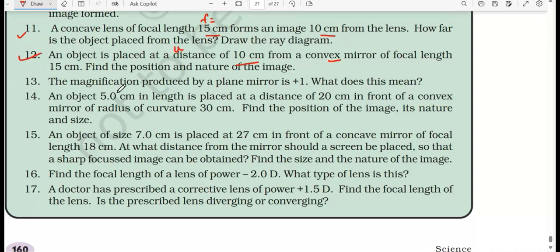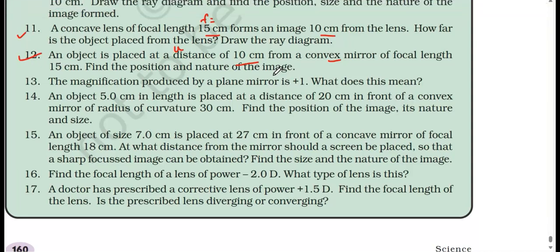Number 13. The magnification produced by a plane mirror is +1. What does this mean? Whenever the magnification is +1, it shows that the image formed is of the same size as that of the object. So, it is possible by the help of a plane mirror. The positive sign shows that the image formed is virtual and erect. Okay, is it clear to all of you? Clear?